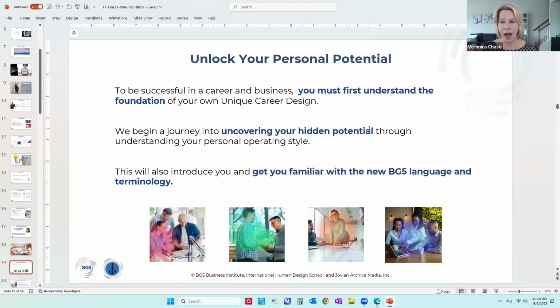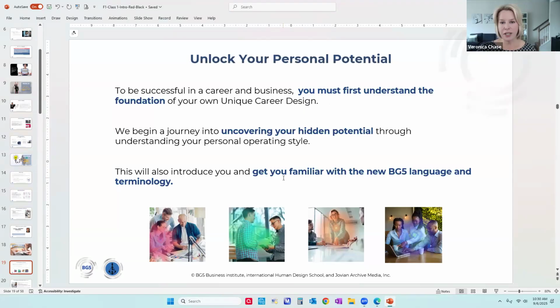First, I'm always going into everyone's designs. We spend time in breakouts. We figure out how to apply what you're learning. And then of course you have your assignments and your contributions in the forum of sharing with the group, and learning in that way is only going to help you that much more, right? To understand who you are, uncover your hidden potential, and then get familiar with the BG5 terminology.